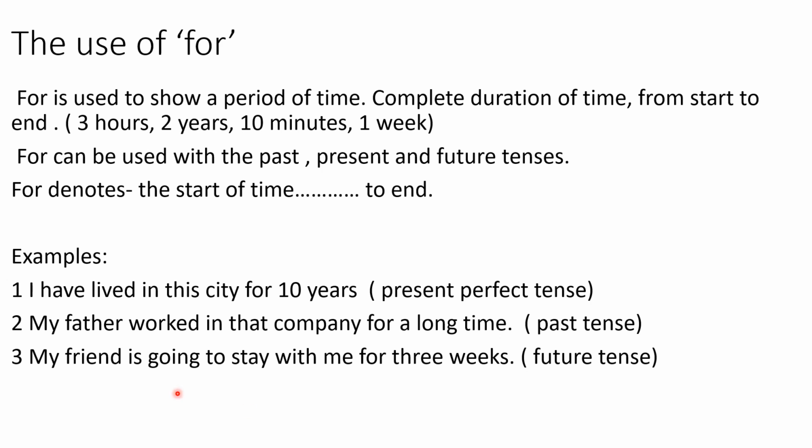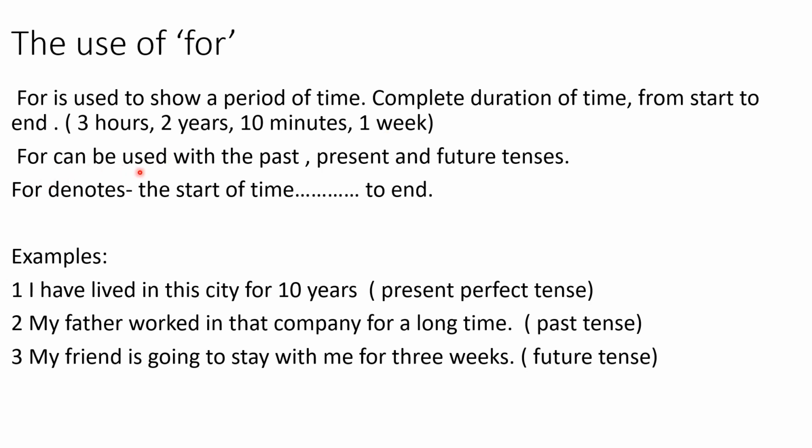Basically, we use for in a sentence when we want to tell about a period of time, complete period of time, right from the beginning till end. So, for is used to show a period of time, not a point of time. Always remember, complete period, complete duration of time from start to end. For example, for 3 hours, for 2 years, for 10 minutes, for one week.